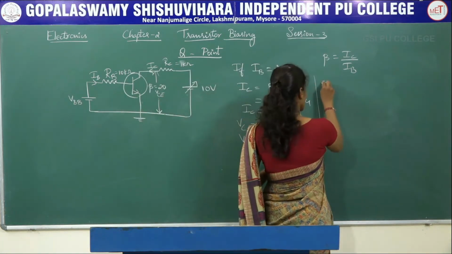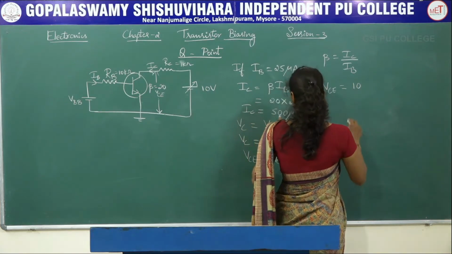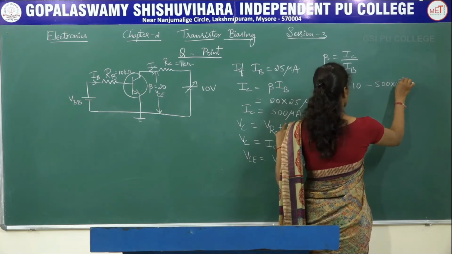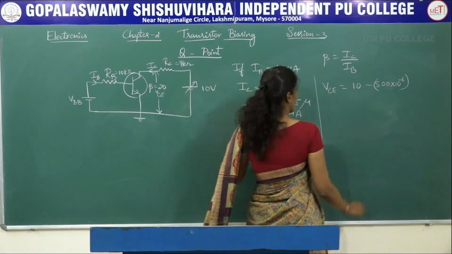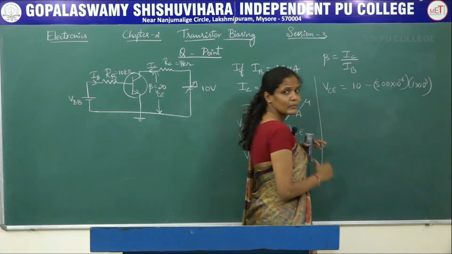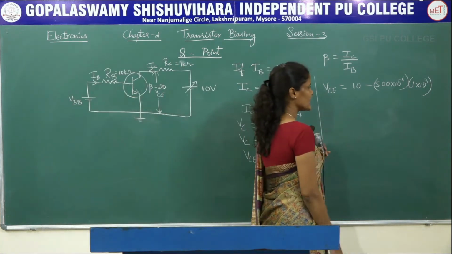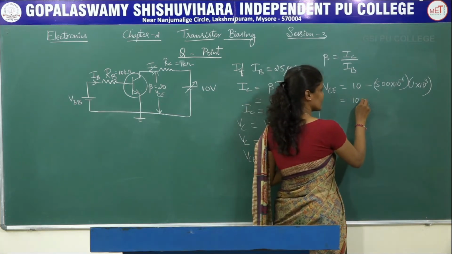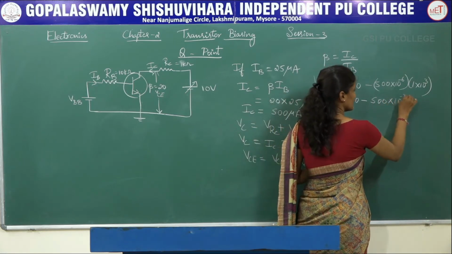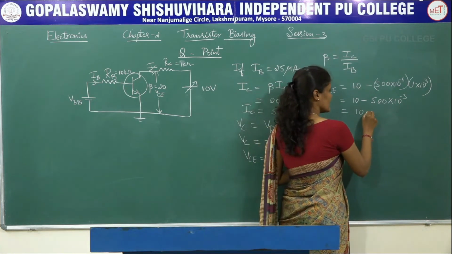If I calculate VCE for this, VCE equals VC, which is given as 10, minus 500 into 10 to the power of minus 6, and the RC value is 1 into 10 to the power of 3. Why 10 to the power of 3? Because the RC value is 1 kilo ohm. So 1 into 10 to the power of 3. So this value will be equal to 10 minus 500 into 10 to the power of minus 3.